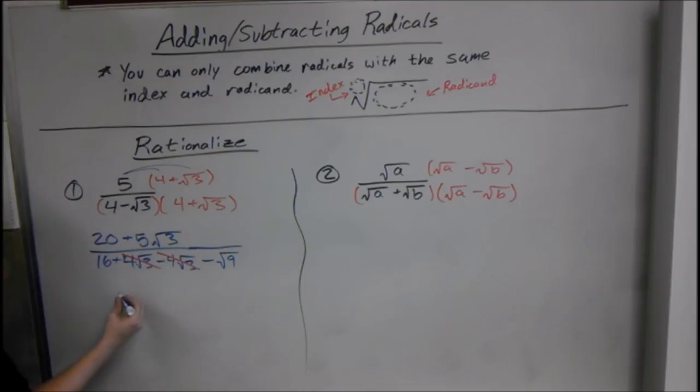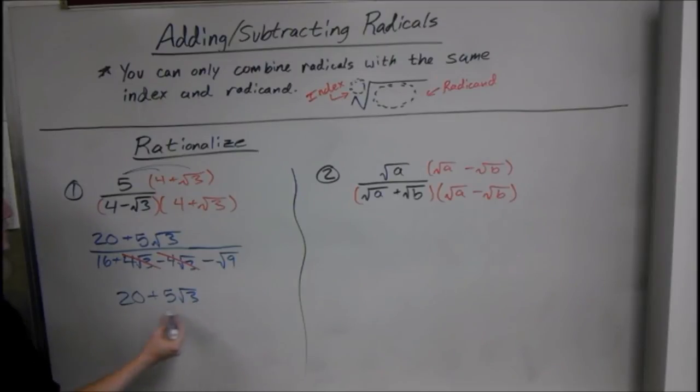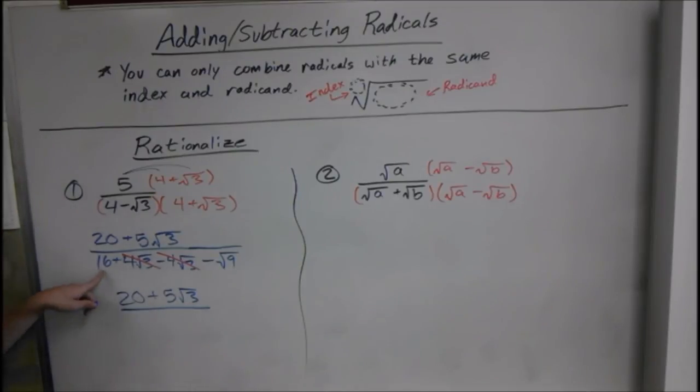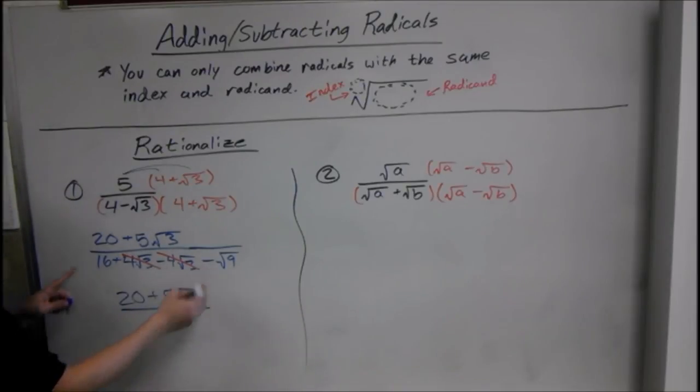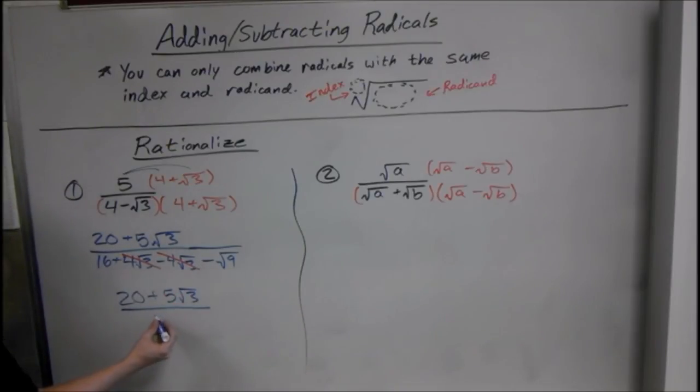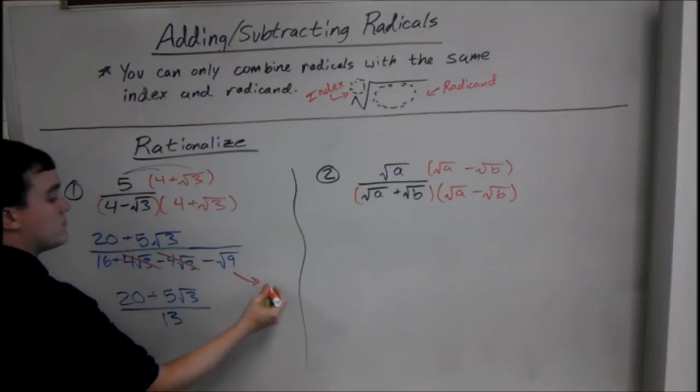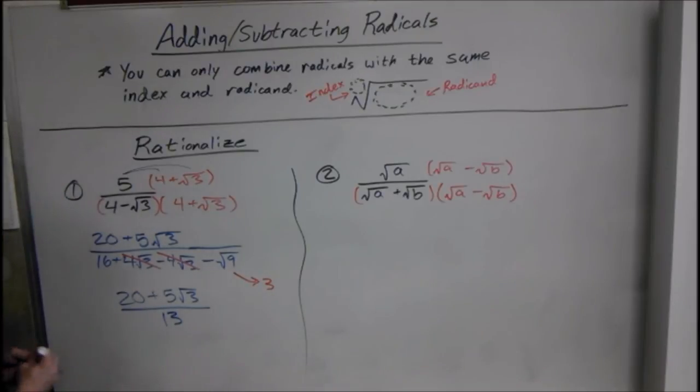You're done with the top. 20 plus 5 root 3. Over square root of 16 minus square root of 9 is 3. So square root of 16 minus 3 is going to leave us with 13. Because we know this is just 3. 16 minus 3 is 13 in the bottom, it's rationalized. So we can move on to the next one.